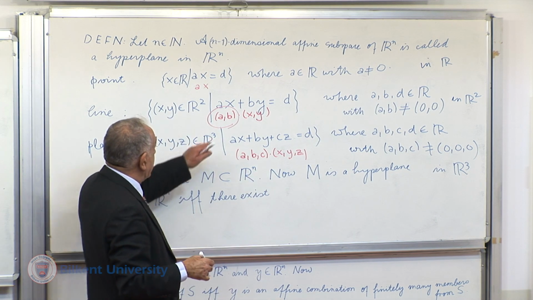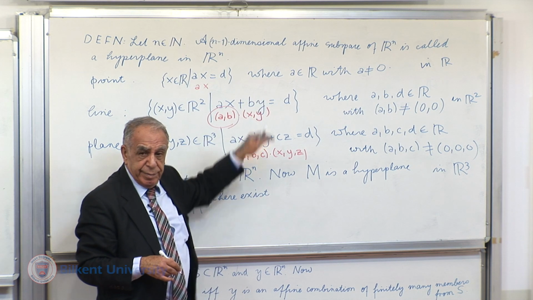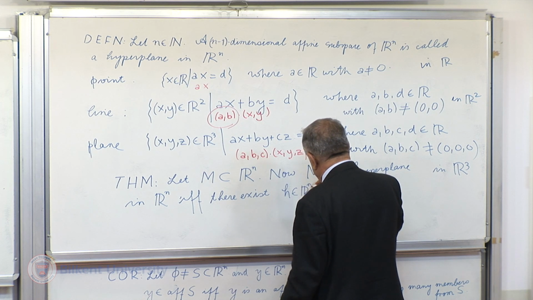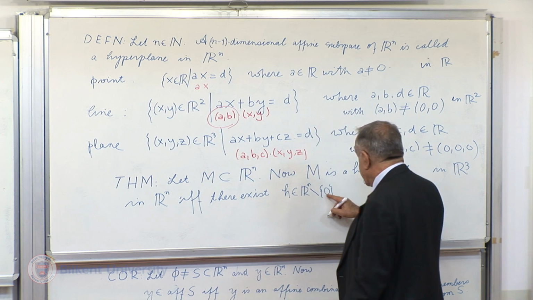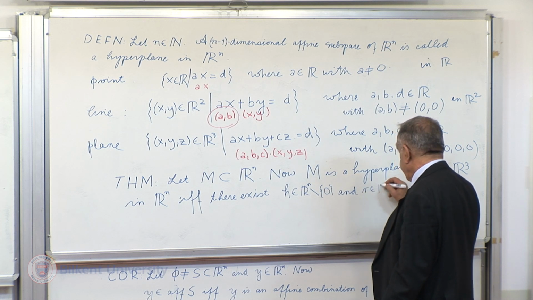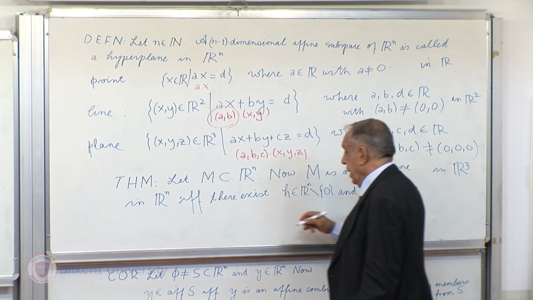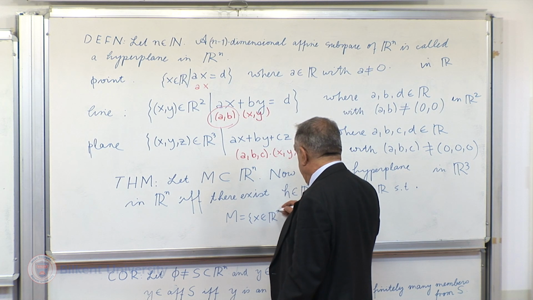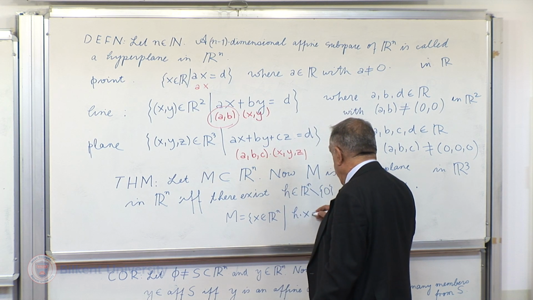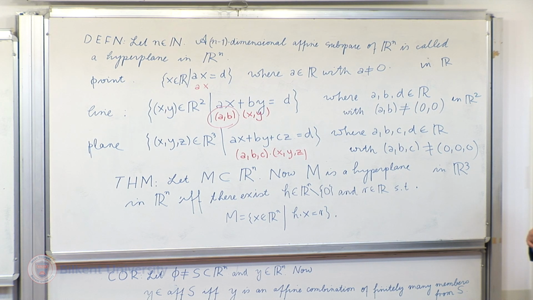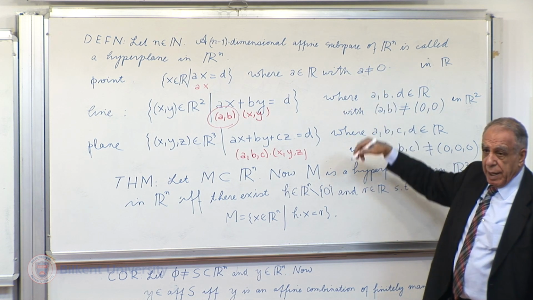Here we have two items, a vector and a number. A vector H in Rn, but different than the zero vector of Rn, and a real number R, such that M is equal to the set X in Rn with H dot X equal to R. This will turn out to hold, and it's the generalization of this.